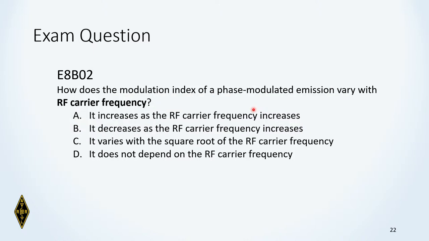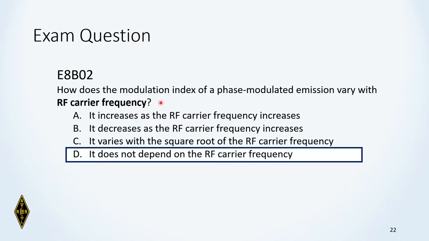Now notice I've bolded something here, and when you go to take your test, it will not be bolded, but I wanted you to pick up on these words. How does the modulation index of a phase modulated emission vary with RF carrier frequency? You remember we made a big point. It doesn't have anything to do with that. It doesn't depend on the RF carrier frequency.